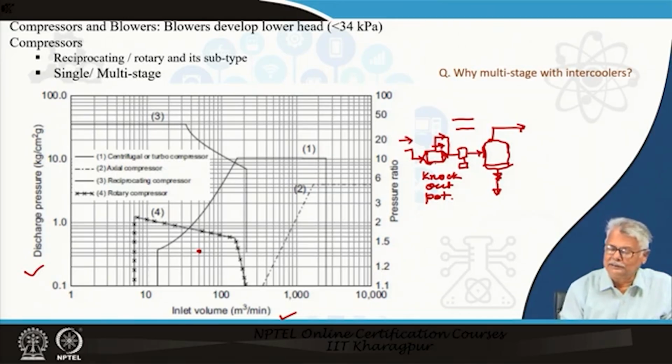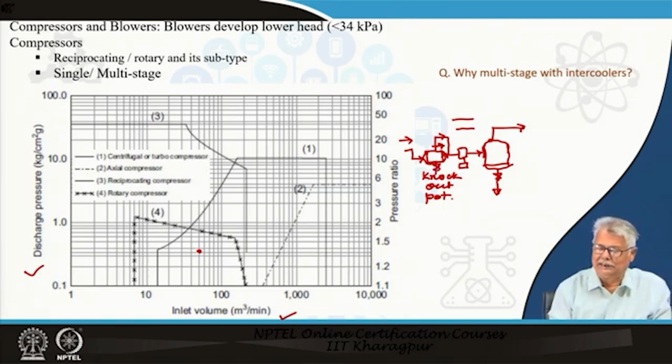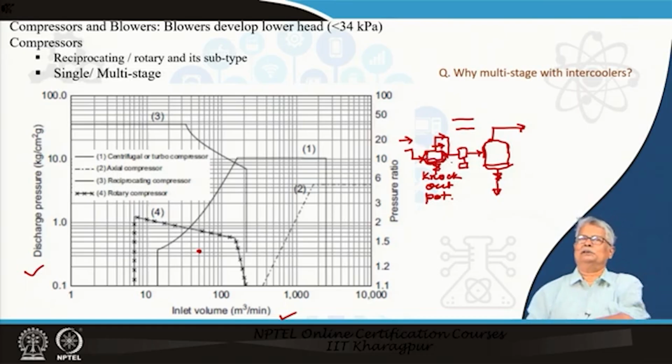The knockout pot similarly will also have an arrangement to drain it, because you cannot have an accumulation of liquid beyond a particular level. In all types of compressors, whether it is reciprocating or rotary, you do not want liquid to go in. It damages the compressor beyond repair in many cases, particularly with centrifugal compressors as well as in simple reciprocating compressors. Liquid is a big no-no. Now we come to the question that we have here. Why multi-stage?